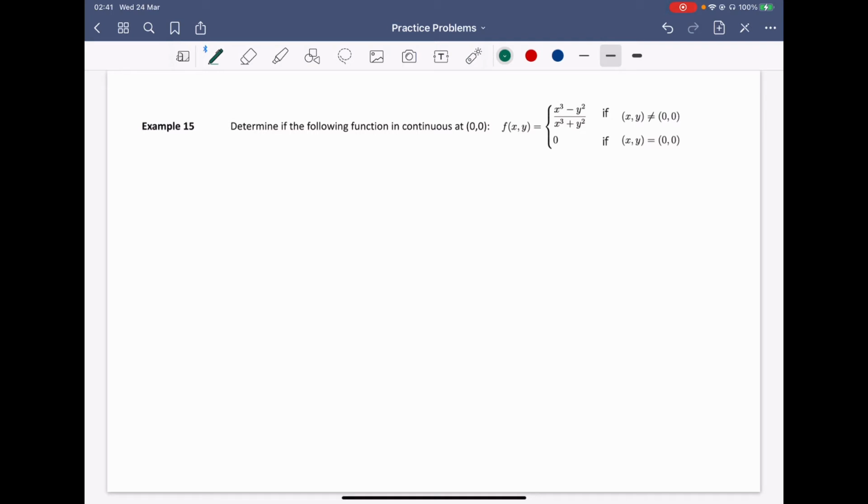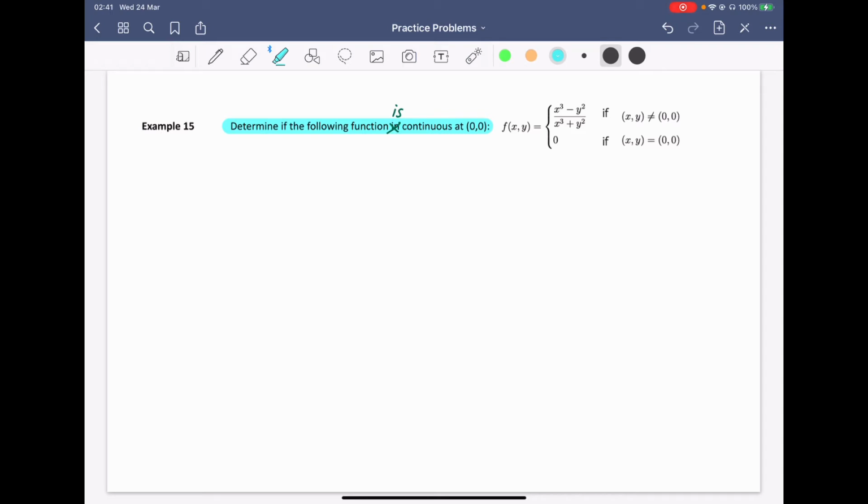Determine if the following function is continuous. Alright, this is a typo, so we need to check that the given function is continuous at the point (0,0) or not. Alright, let's see. In order to check that the function is continuous, you need to show 3 steps.